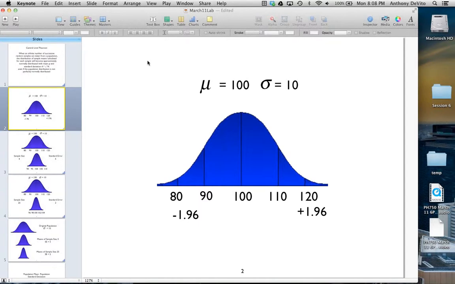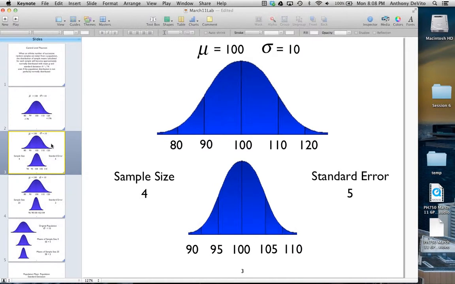In this particular case, the mean of this population is 100 and the standard deviation is 10. As you have heard before, when we use the Greek letter mu and the Greek letter sigma, we're referring to parameters, or population means and standard deviations. When we use x bar and s, we're referring to the mean and the standard deviation of a sample rather than a population.